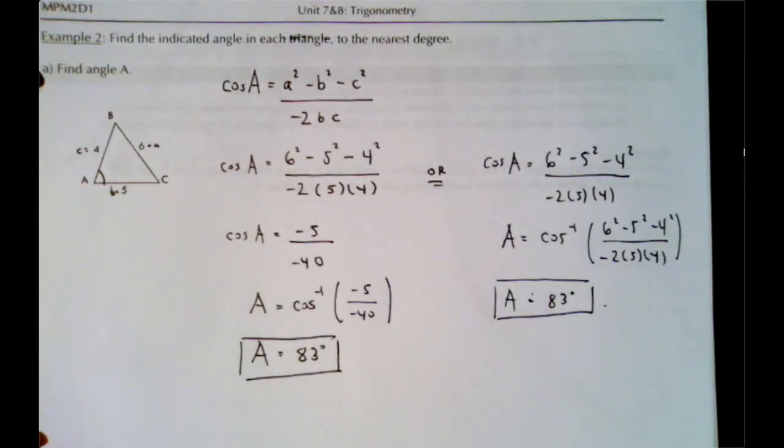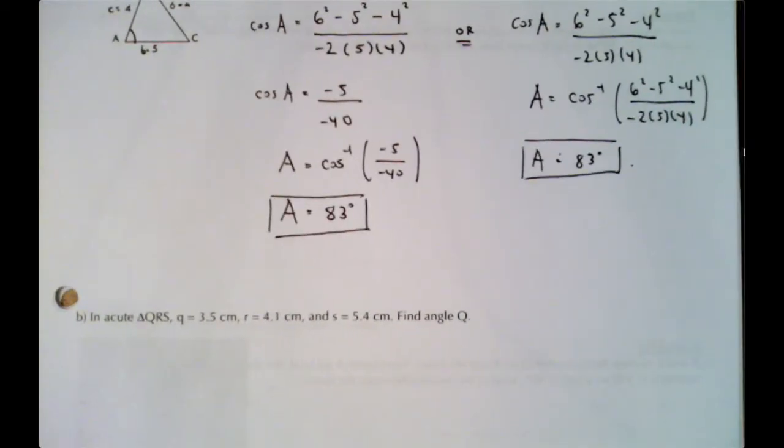So what I'm going to do is I'm going to leave you with B as your practice question. Give it a shot. Try to write a cosine law using the letters Q, R, and S, solving for angle Q. So it should start with cos Q. And try this one on your own. The answer is on the course website, but what you're aiming for is 40 degrees. So see if you can come up with 40 degrees.